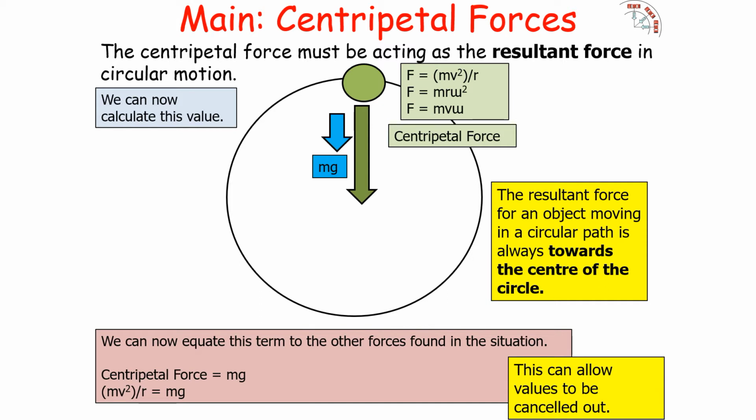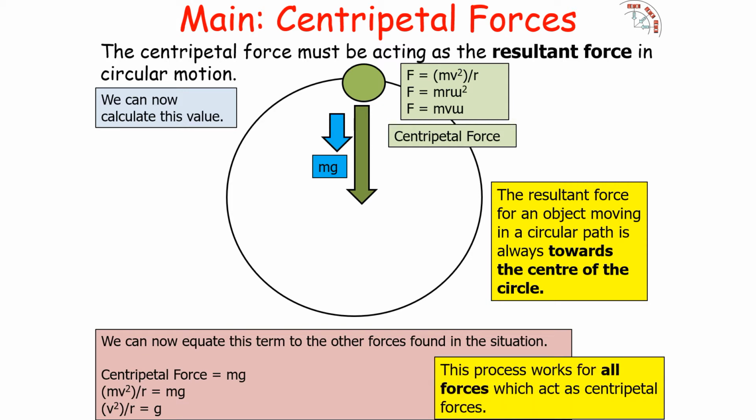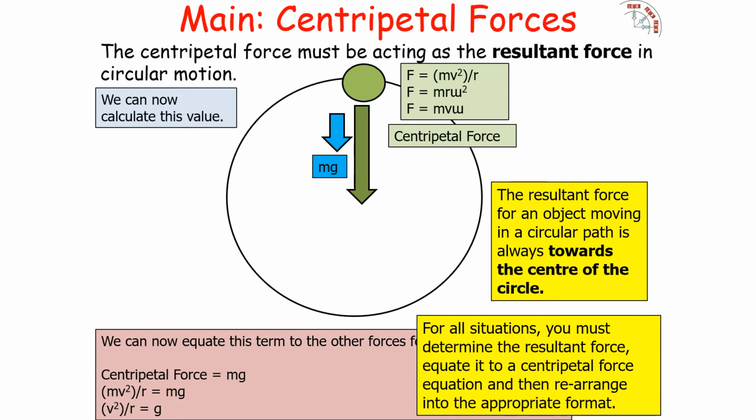So if you said that the centripetal force was equal to mg, we could say mv squared over r equals mg. We can then cancel values through and work out a value for g. Now, this process works for all forces which act as centripetal forces. So for all situations you must determine the resultant force, equate it to the centripetal force equation, then rearrange it into the appropriate format.